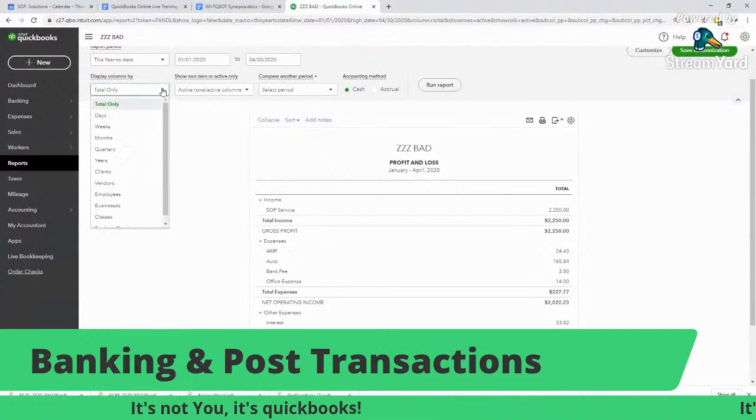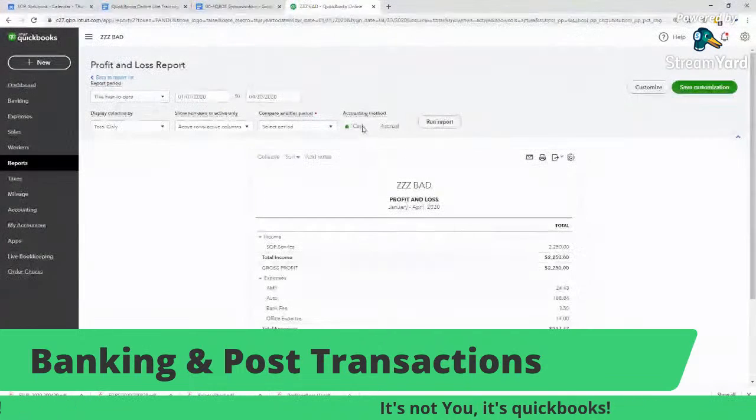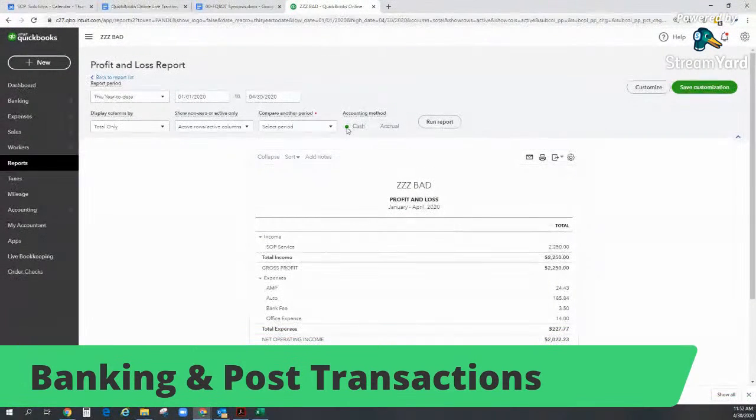If I come up here, I'm in a profit and loss. That's all I pulled up was a profit and loss. I told it earlier that my system was a cash basis. Okay. I'm looking at January through April. I want to see it by months. I want to see what I did each month.